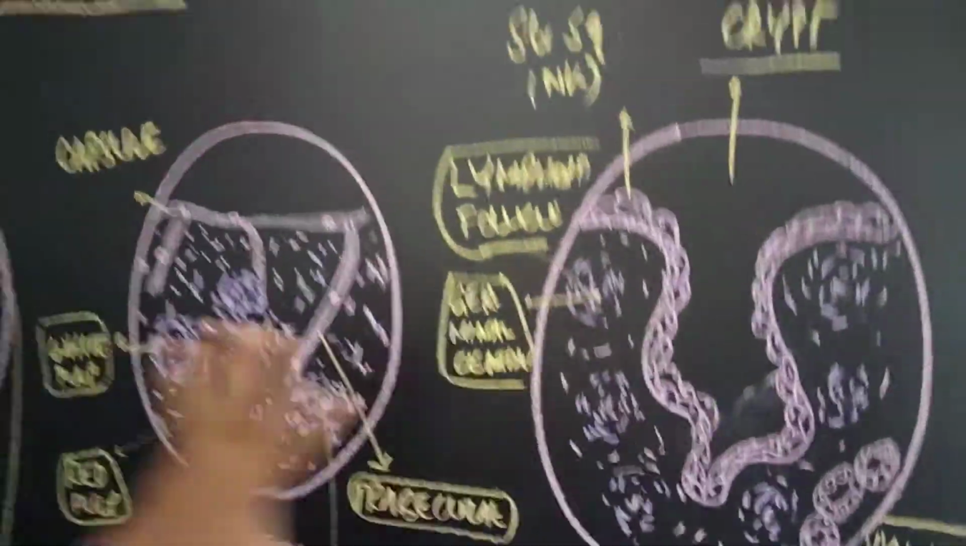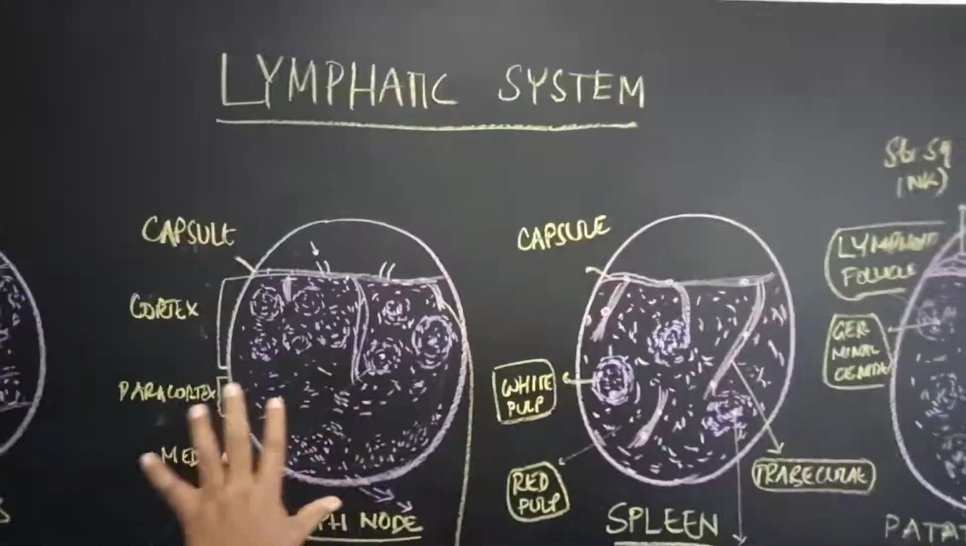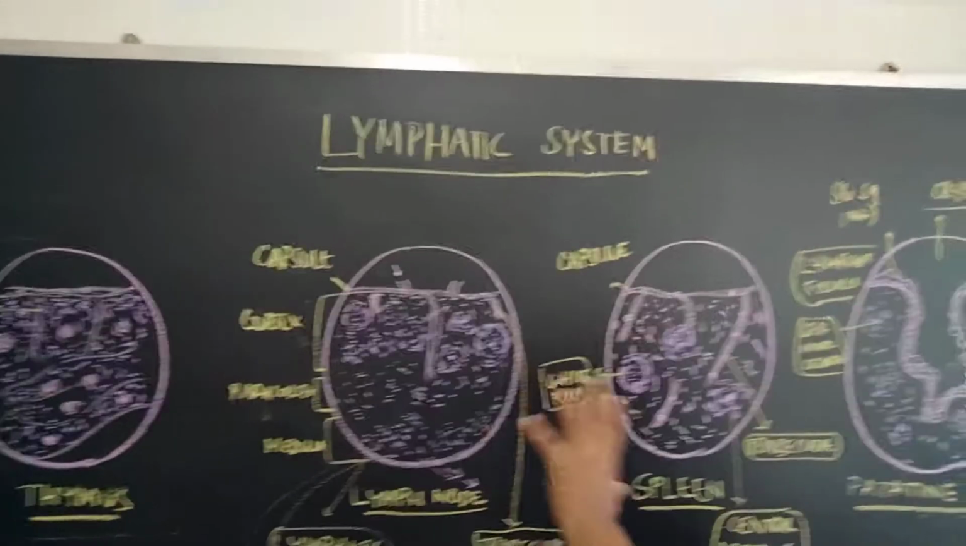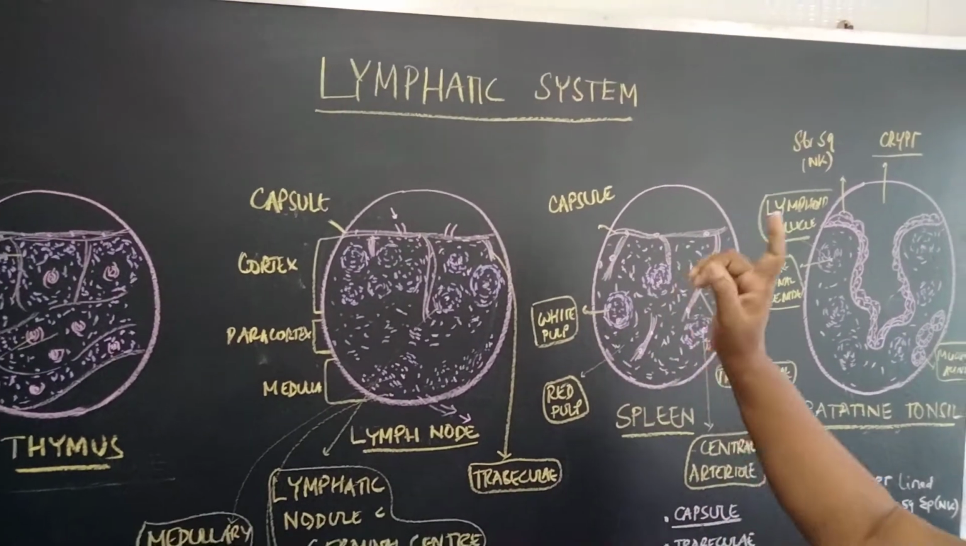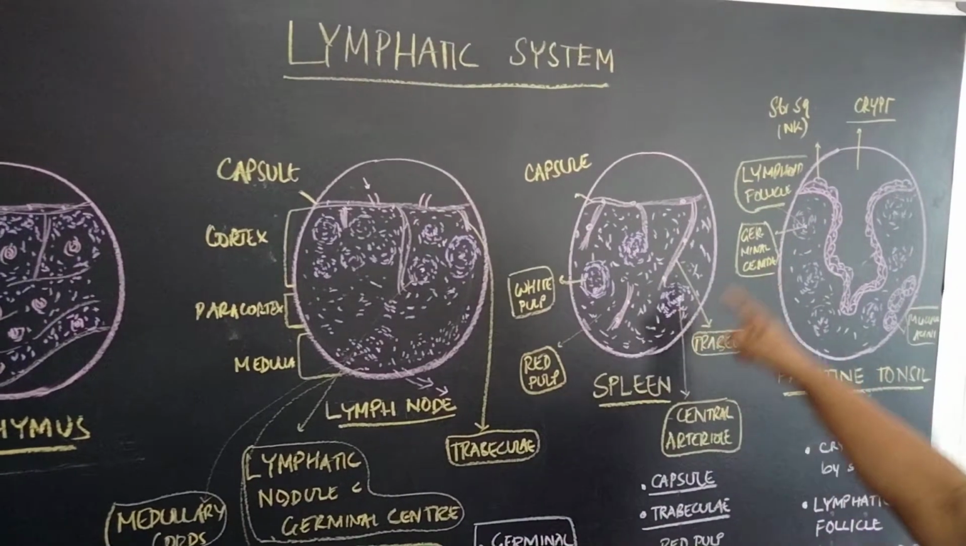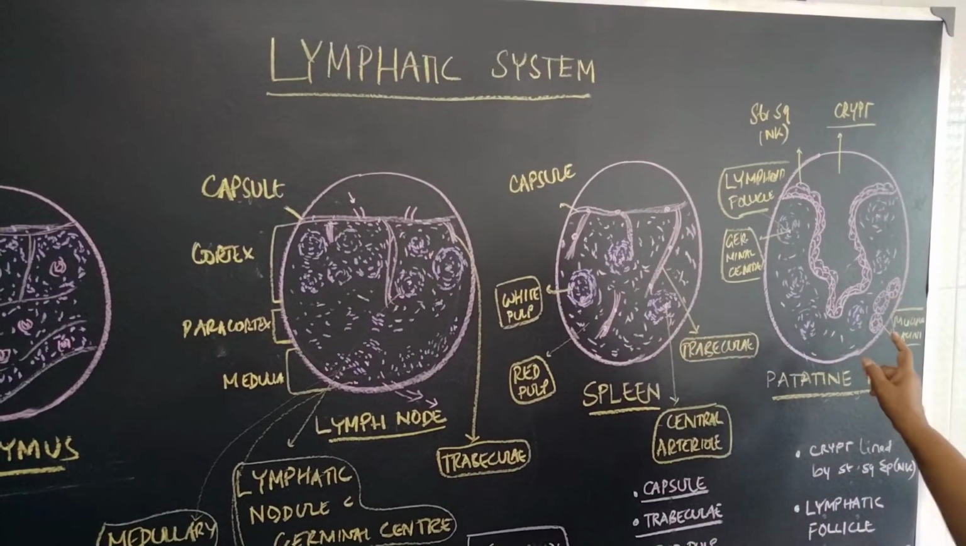So these 4 slides you have to remember by comparing them with each other so that you can remember them thoroughly: this is a slide of thymus, this is a slide of lymph node, a slide of spleen, and this is a slide of the palatine tonsil. Okay.